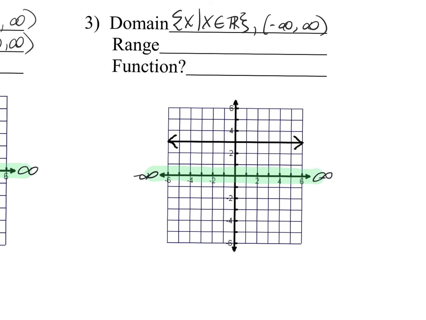Now, if we switch over to range, think about this graph. It only exists right here where y is 3. It doesn't exist anywhere else. So it's a very simple range. It's just going to be y such that y equals 3. That's it. That's all it is. And in interval notation, that's 2 brackets with the 3 in it. It doesn't exist anywhere else on that.